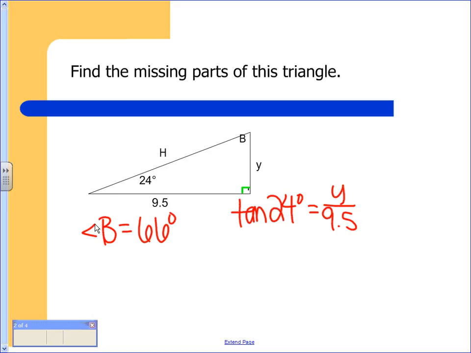Well, when we went over it, sine gave you Y over H, which didn't help because you had two variables. Cosine didn't have Y in it. It was 9.5 over H. So that's why we use tangent. So how could I solve for Y?